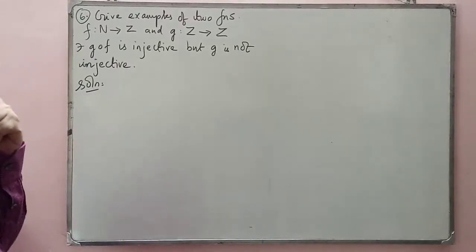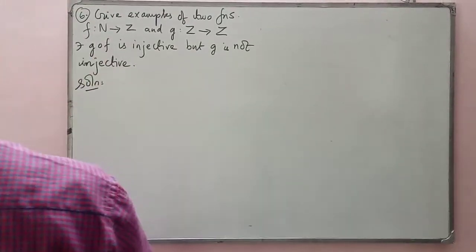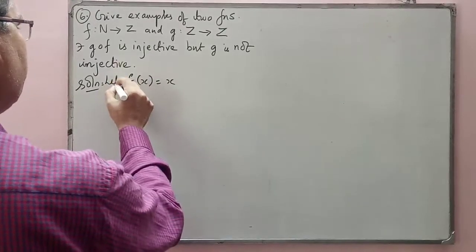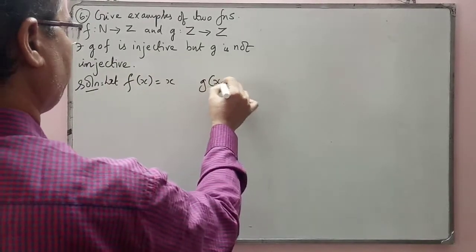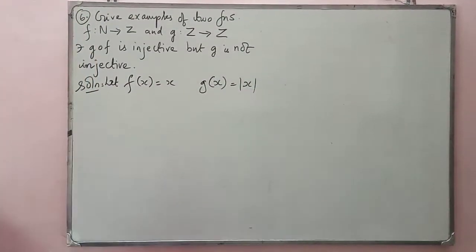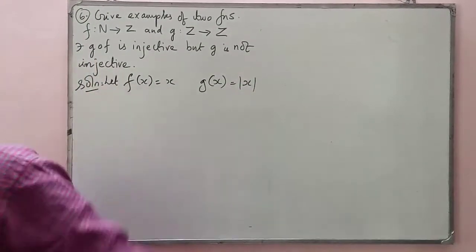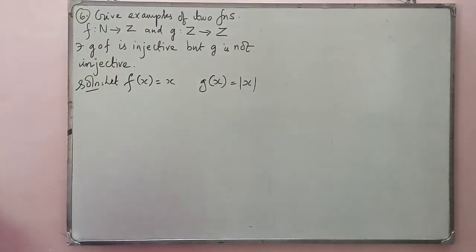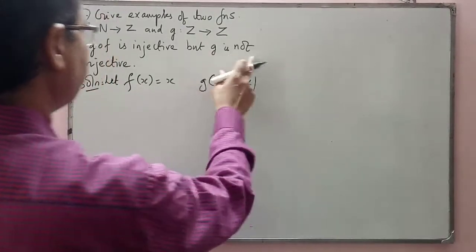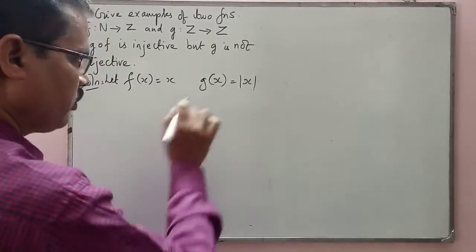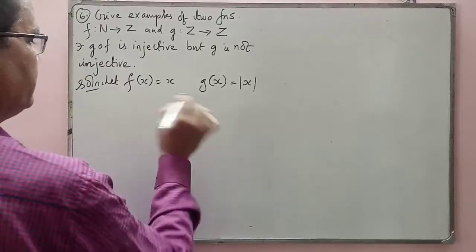You can take f of x equal to x and g of x equal to modulus of x. The hint is given in the book itself, so we have taken the same examples: f of x equal to x and g of x equal to modulus of x. First, let us prove that g is not injective. What do you mean by injective? Yes, 1 to 1. So we are going to show it is not injective.